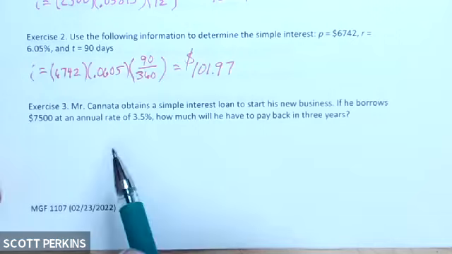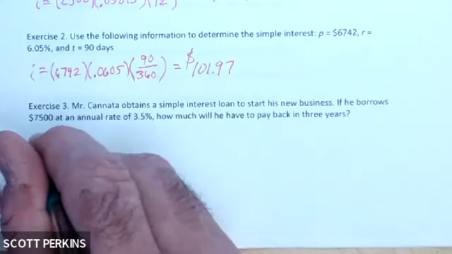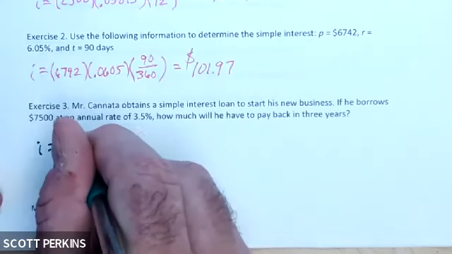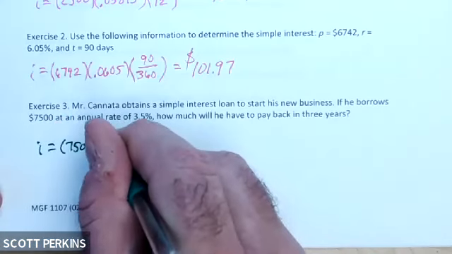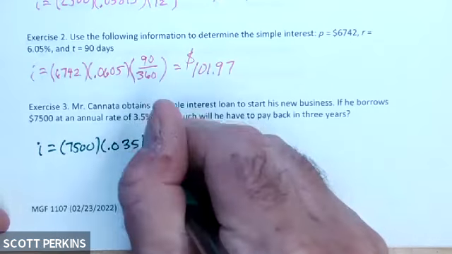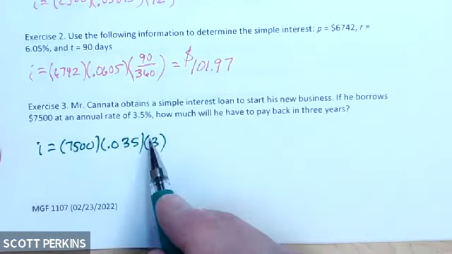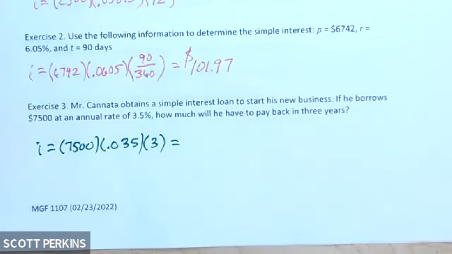Okay, so in this one, somebody is obtaining a simple interest loan to start a business. They borrow $7,500 at an annual rate of 3.5%, so 0.035. This time, this was the most straightforward one of the bunch. I gave you the time in years, so you don't have anything to do with it. It's an annual rate.